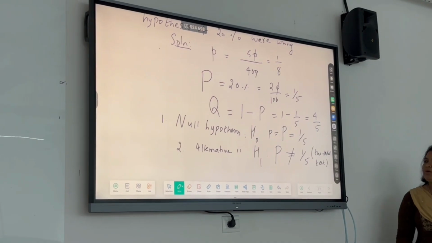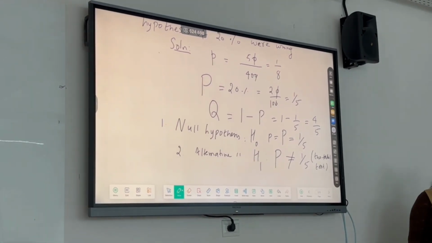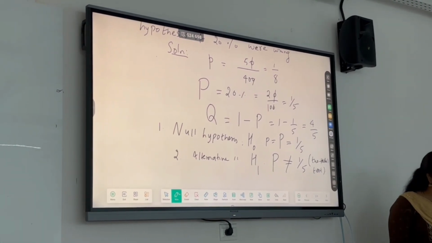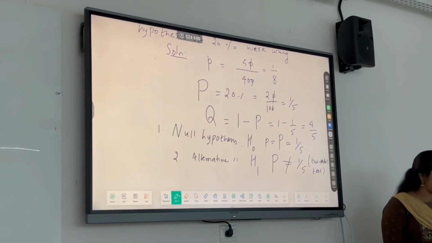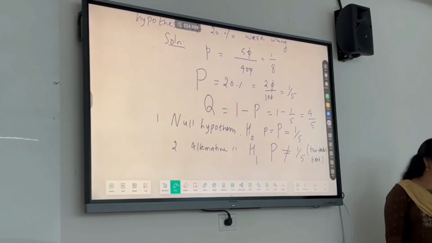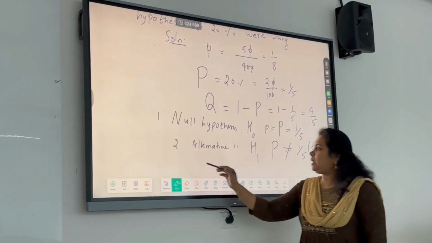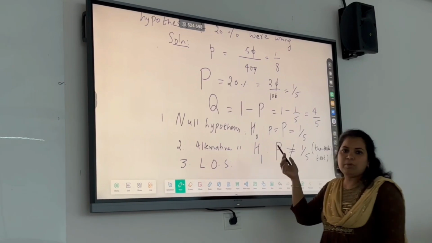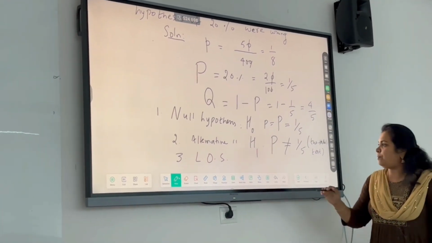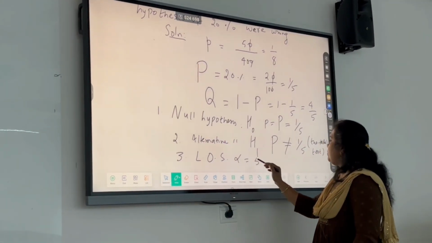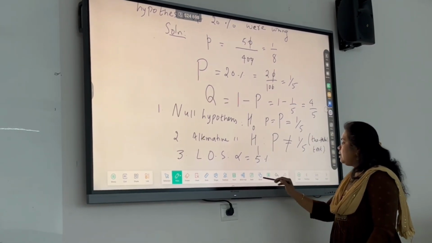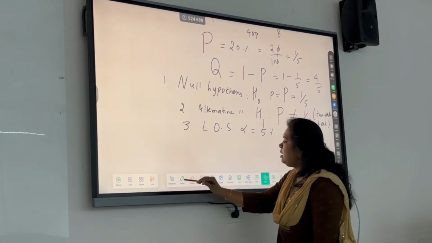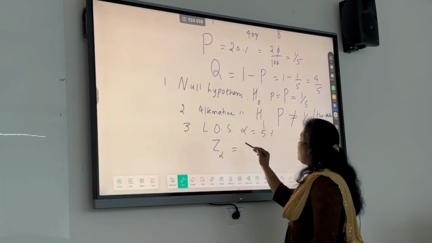Based on this, we will find the level of significance. We will take it as 5%. Based on the problem, you can take 5% or 1%. So we take alpha equal to 5%, where Z alpha can be found from the normal table as 1.96.